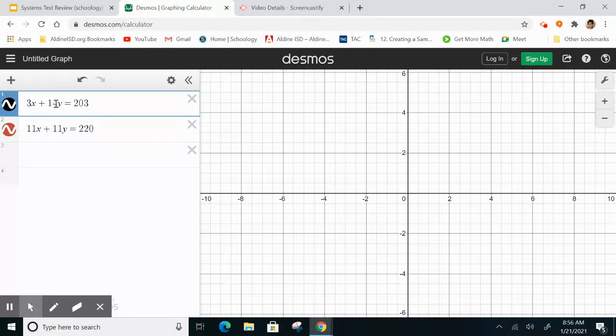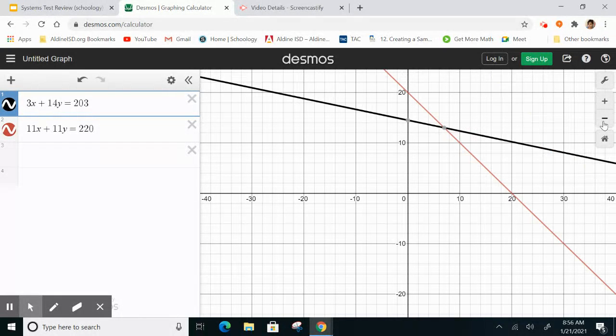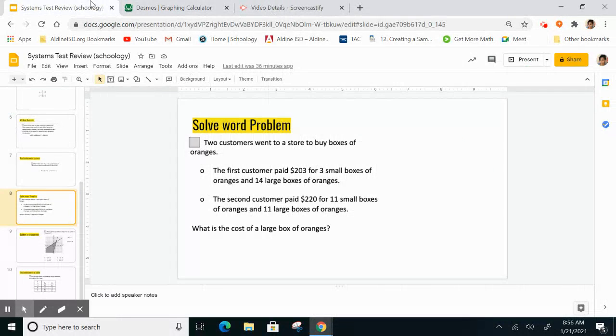All right, you can see that I've done that here. I've typed it into Desmos. Now, when you type it into Desmos, you might not see anything on the screen. That's because the numbers are probably large this time. So all you need to do is zoom out, and then you'll see that right here at 7, 13 is where they meet. 7, 13 is where they meet.